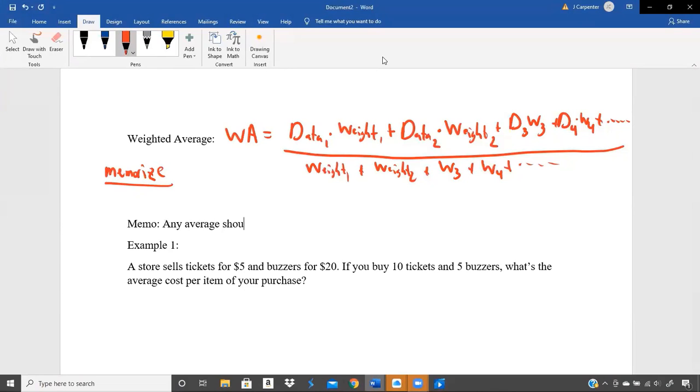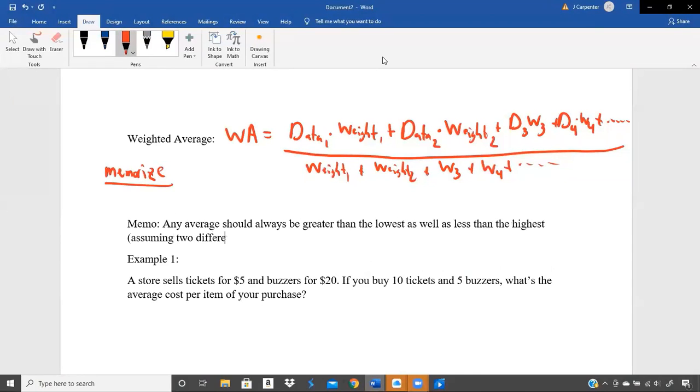Any average should always be greater than the lowest, as well as less than the highest, assuming 2 or more different prices. If they're all the same, then the average is what they all are already. If I say we're selling apples for $5 and oranges for $5 and the average price is $5, that would be the same.